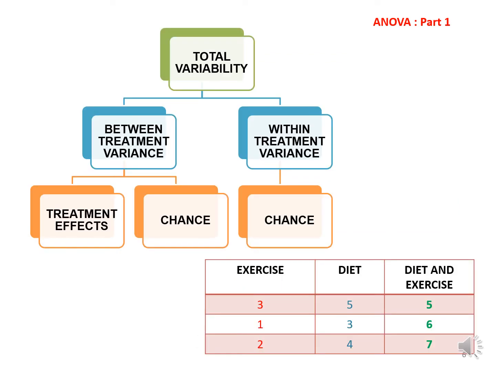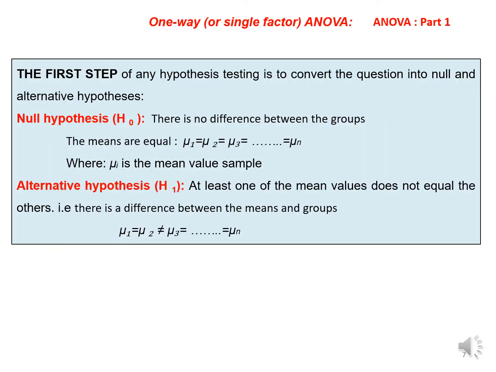So the variability that we see in experimental data is due to variance between the treatments and variance within the treatments. Variance between the treatments is due to the treatment effects and chance factor, while variance within the treatment is due to chance. ANOVA helps us to decide whether this variation is really significant or not.